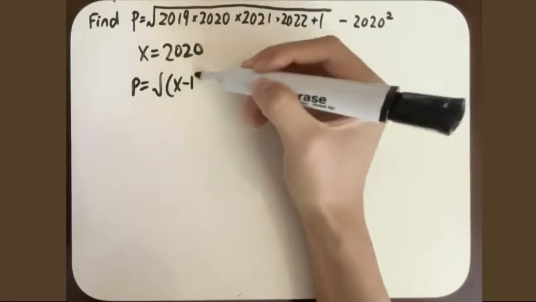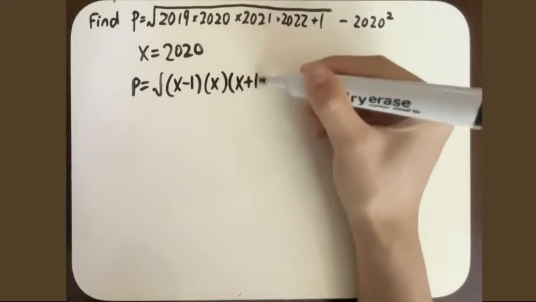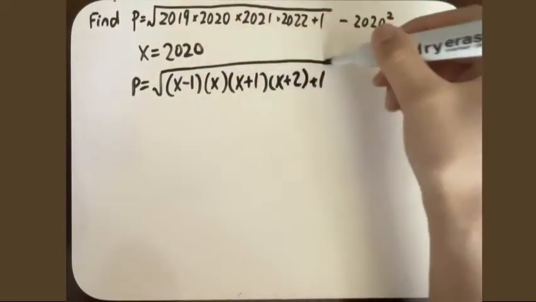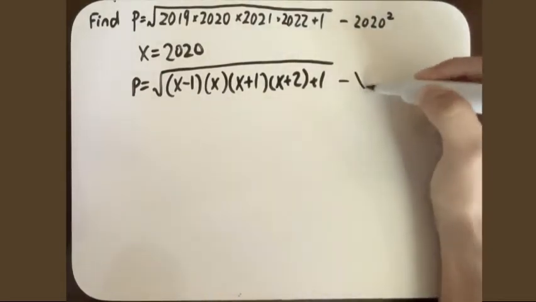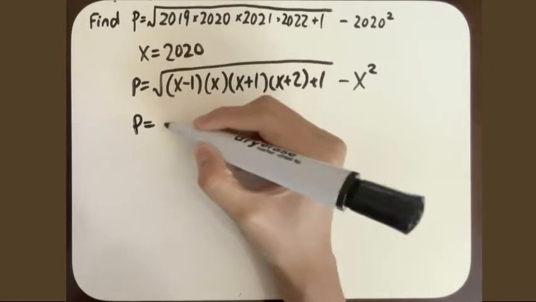2019 would be x minus 1, 2020 is x, times x plus 1 times x plus 2 plus 1. Square root of all that, minus x squared. So now this is a little nicer. Hopefully it's easier for us to work with. Now I'll just expand.